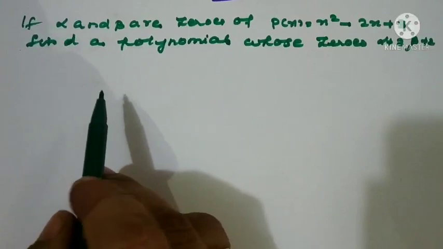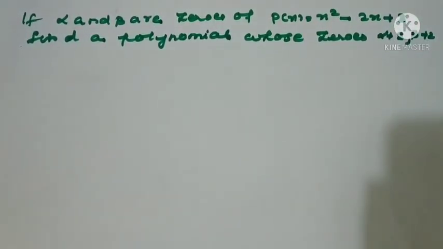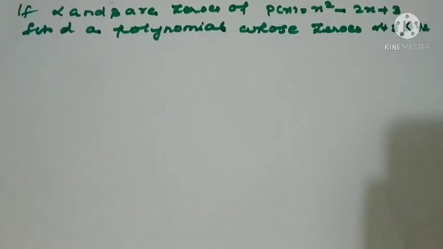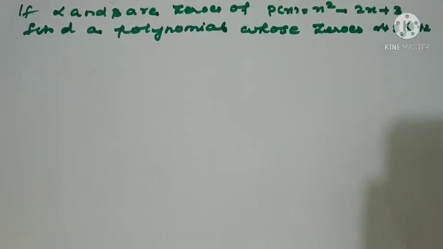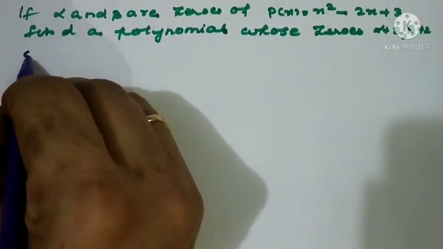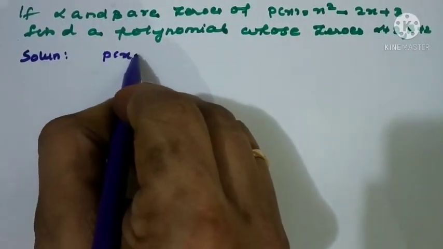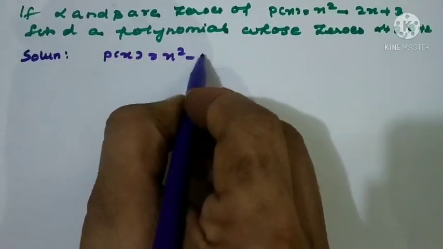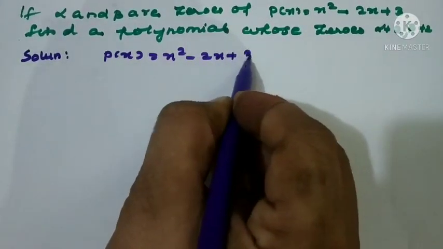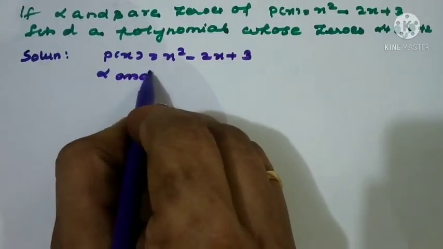Good morning, children. If alpha and beta are zeros of p of x equal to x square minus 2x plus 3, find a polynomial whose zeros are alpha plus 2 and beta plus 2 only. So what is the meaning of the question? Alpha and beta are zeros of the polynomial p of x equal to x square minus 2x plus 3. So this polynomial has zeros alpha and beta.